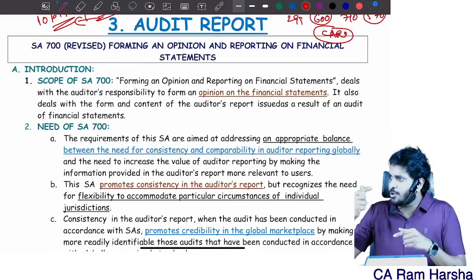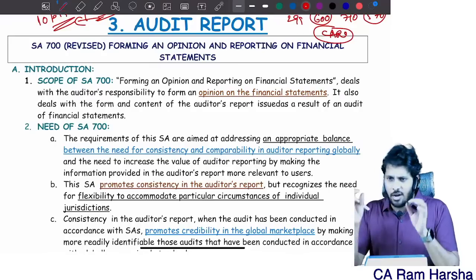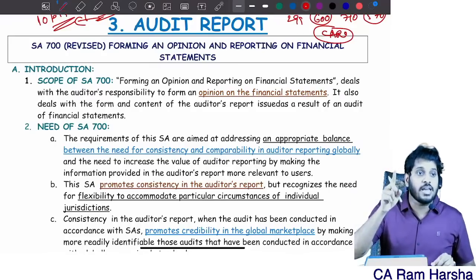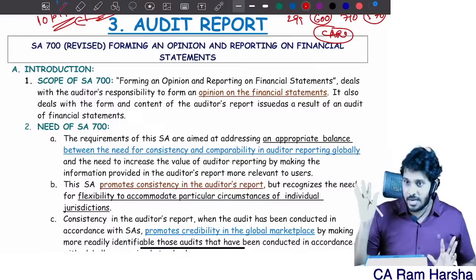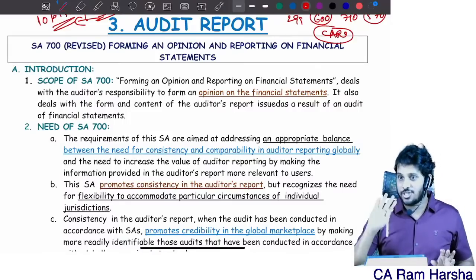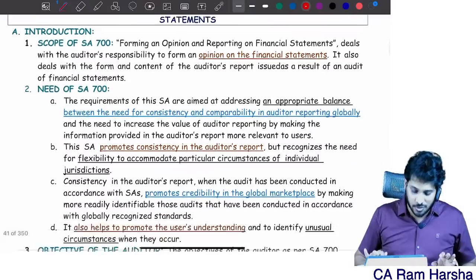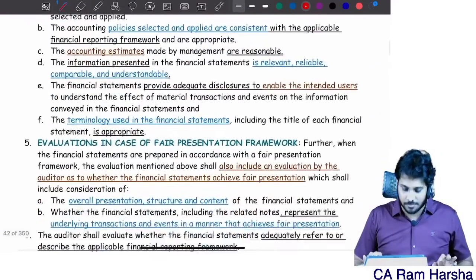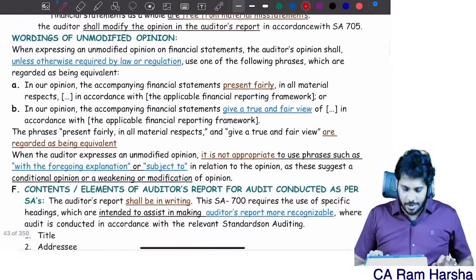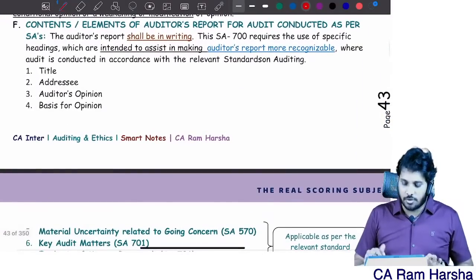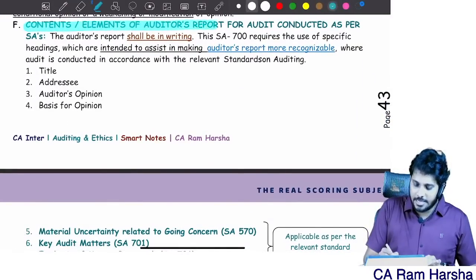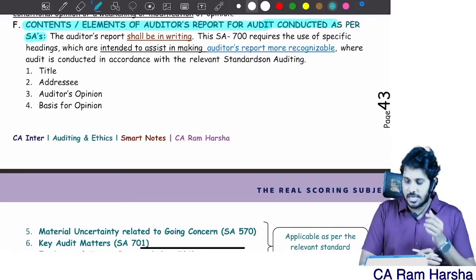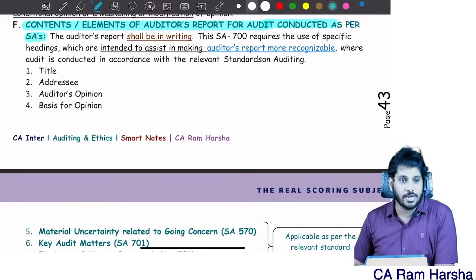In audit, that report is called what? Audit report. In the audit report, what will we give? Opinion. But today, audit report is not just about opinion. You see, an audit report format is there. In the same book, below, I have given the contents of the audit report. What is it? Contents or elements of the audit report, which is conducted as per Standards on Auditing.